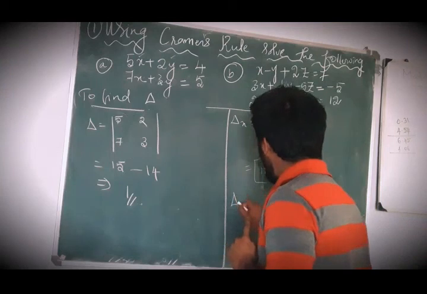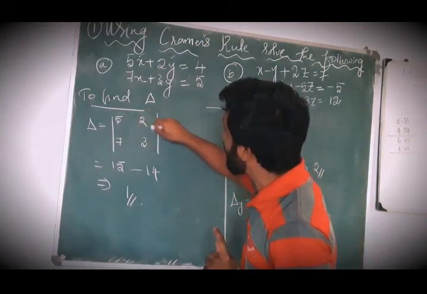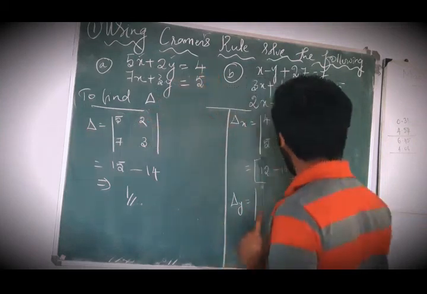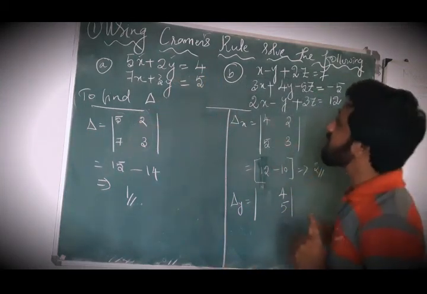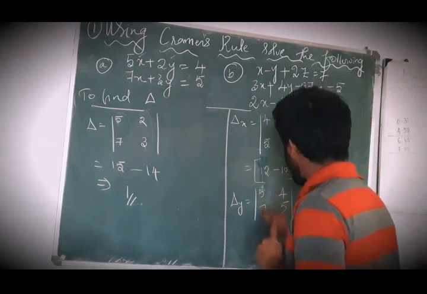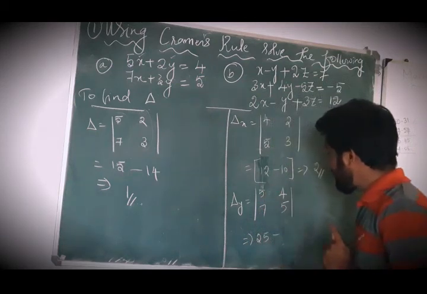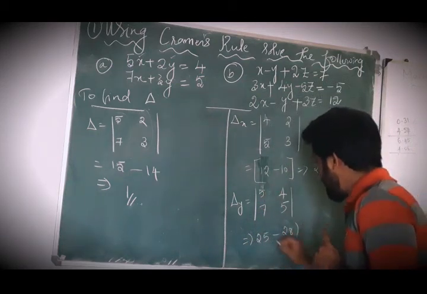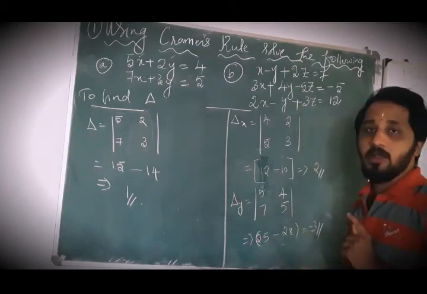Now delta y is equal to the determinant. In place of the coefficients of y, I have to replace d1 and d2. So that is 4, 5, I am writing first. The remaining elements as it is, that is 5, 7. That is 5 times 5 is 25 minus 7 times 4 is 28. That is 25 minus 28, which is nothing but minus 3. That is delta y.